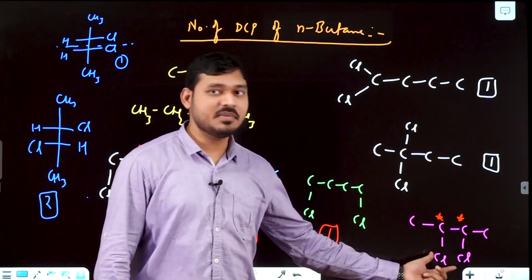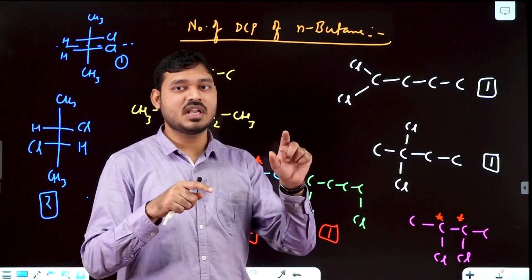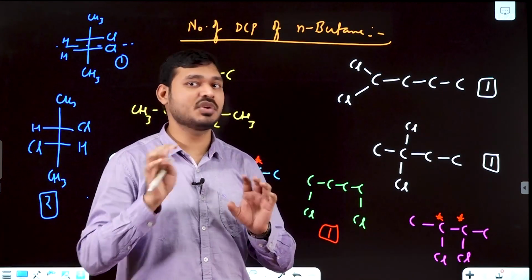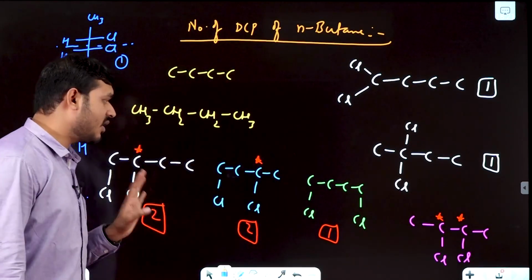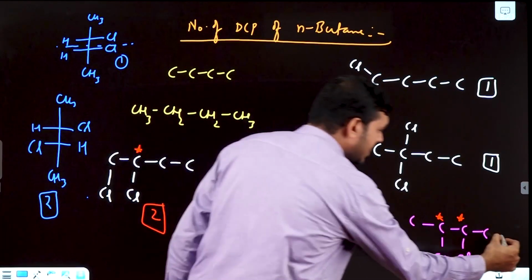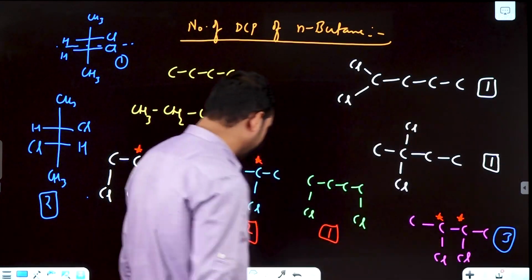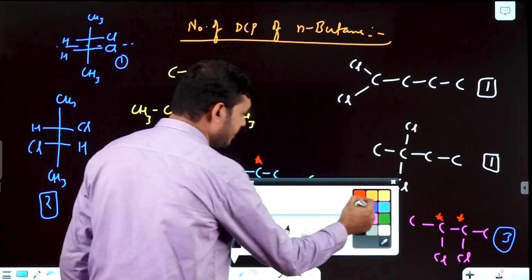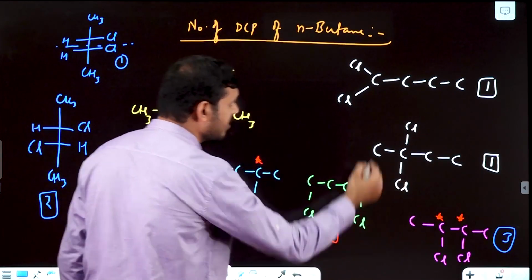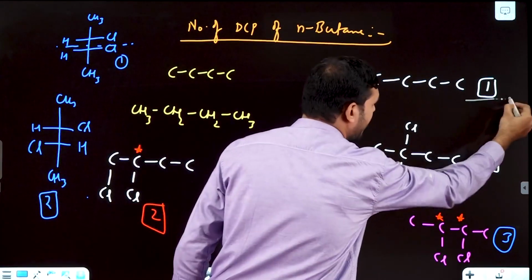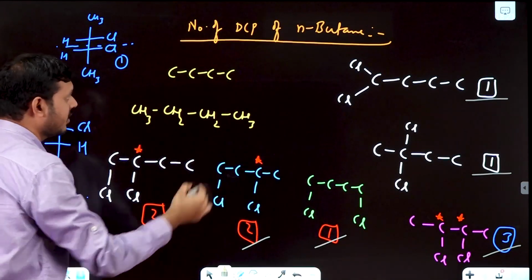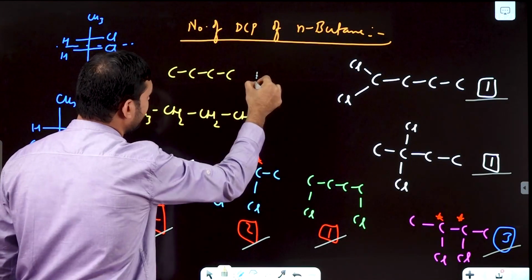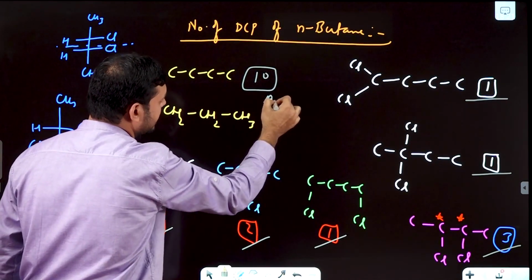When both Cl on same side, meso. When both Cl on opposite sides, then enantiomer, its mirror image. Optical activity is present. Now, let's count total. So this gives you 3 different cases. On counting, I find that 1 plus 1, 2, 3, 5, 6, 7, 8, 9, 10. Total 10. 10 is the answer.